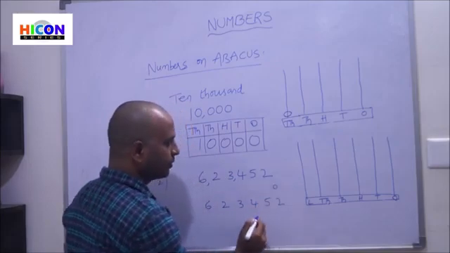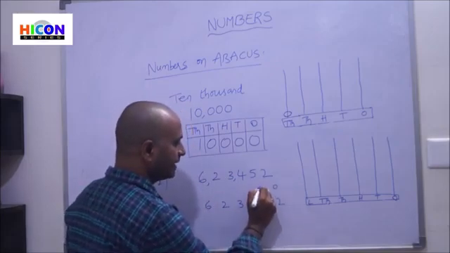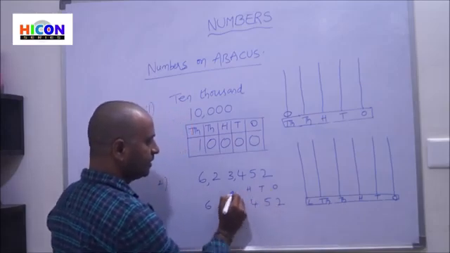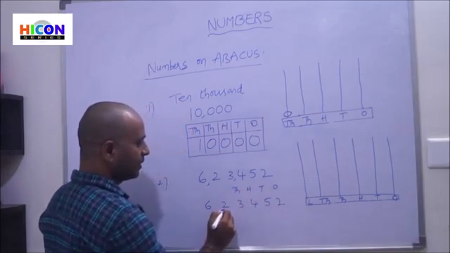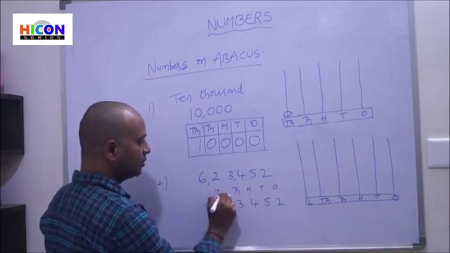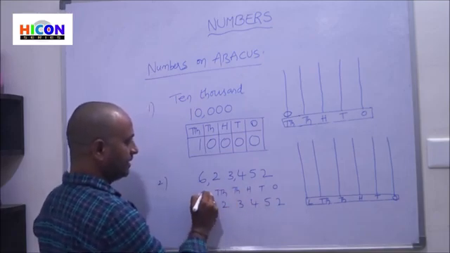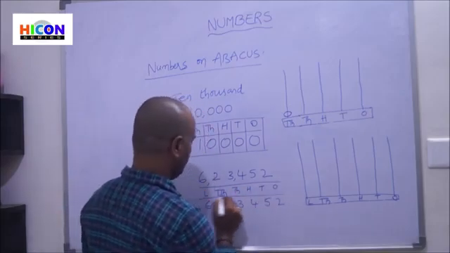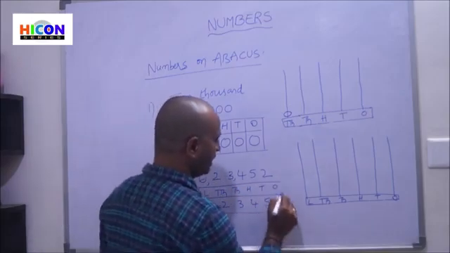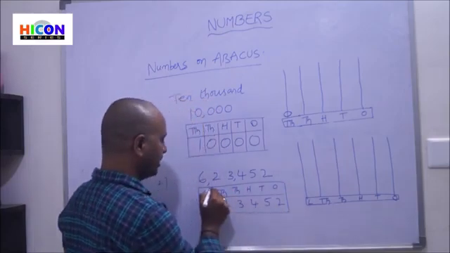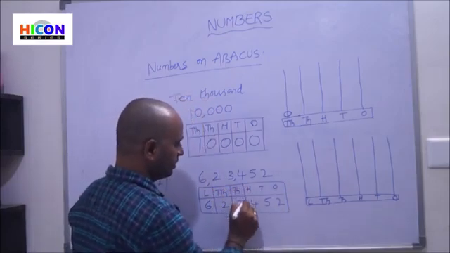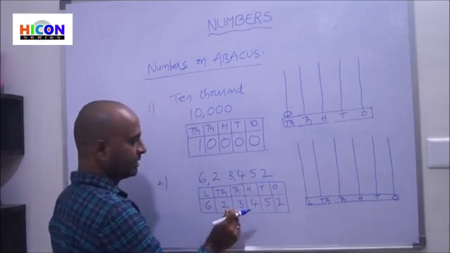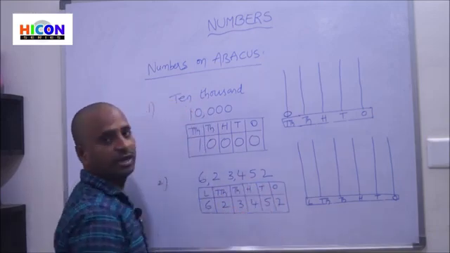So now write the place value chart. 2 is in ones place, 5 is in tens place, 4 is in hundreds place, 3 is in thousands place, 2 is in 10,000s place, 6 is in lakhs place. So this is the place value chart. Write the given number in the place value chart like this. Now insert the beads according to this place value chart.